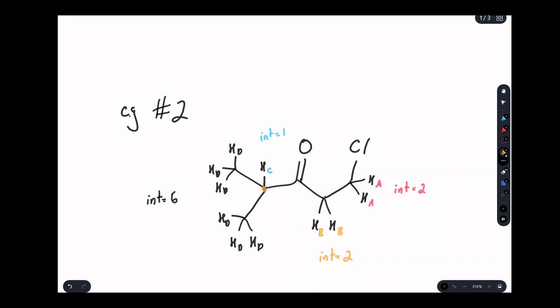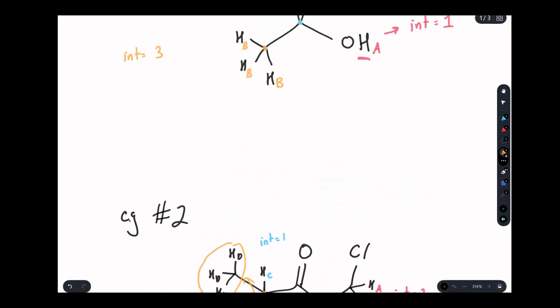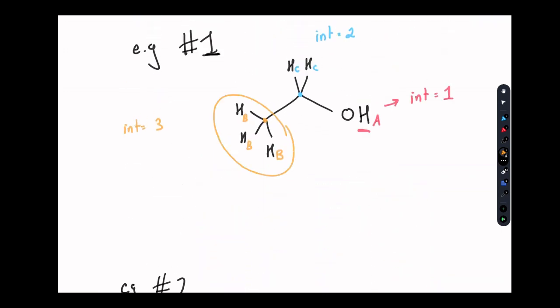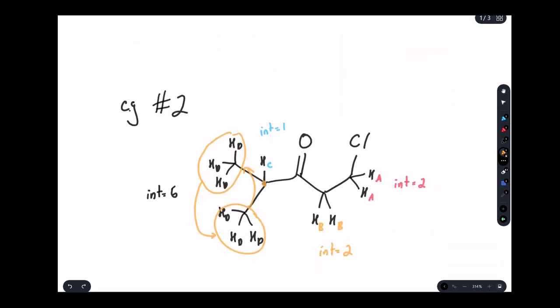This carbon, being sp3, is able to rotate. And so there's no reason that these 3 hydrogens and these 3 hydrogens can't spin around. And for the same reason that these 3 hydrogens were identical, these 6 will be identical as well. So in total, we would expect 4 signals for this molecule.